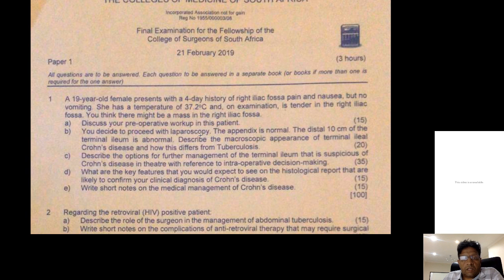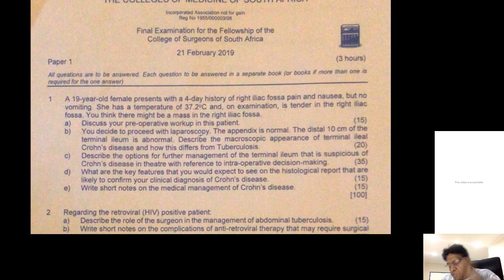Then D, what are the key features that you would expect to see on the histological report that are likely to confirm your clinical diagnosis of Crohn's disease? That is fairly straightforward. You've already done a biopsy, and they're just looking for histological information, so you should try and write as much as you can here. And E, for 15 marks, write short notes on the medical management of Crohn's disease. I think most of you would have prepared for something like this, and wouldn't have been easily caught out by a question like this.